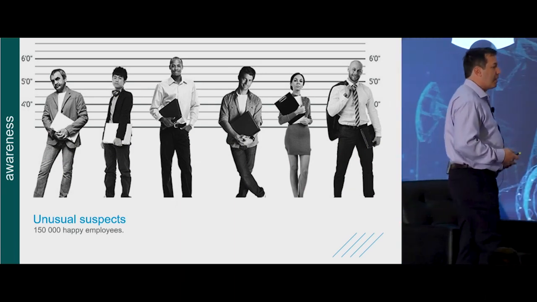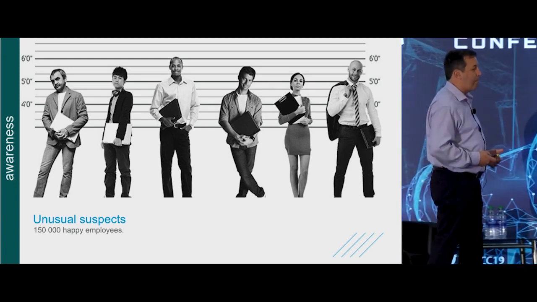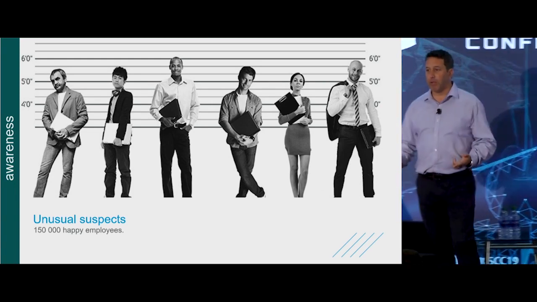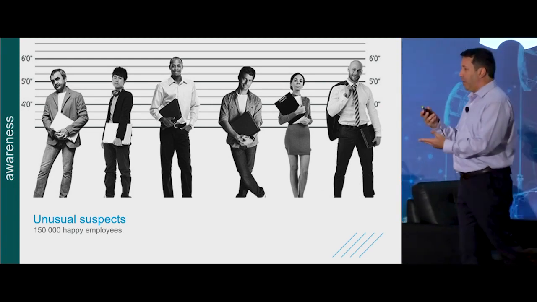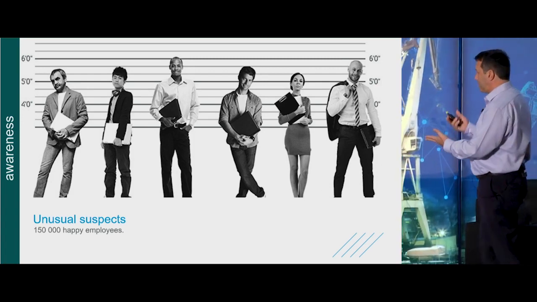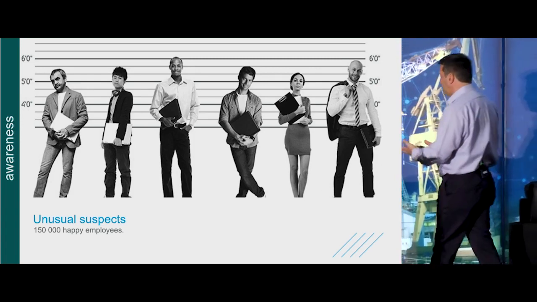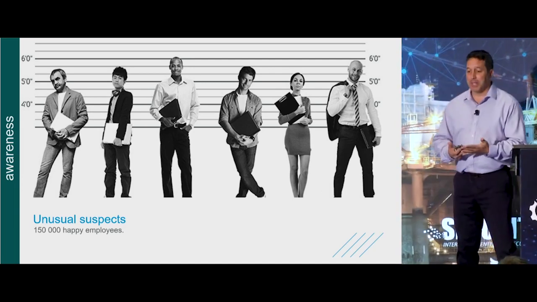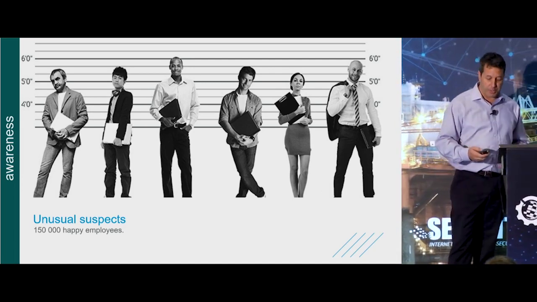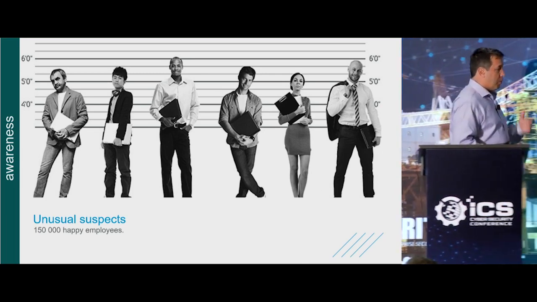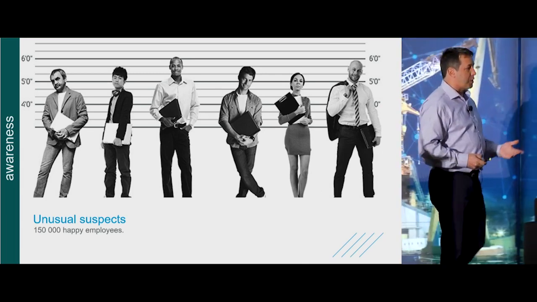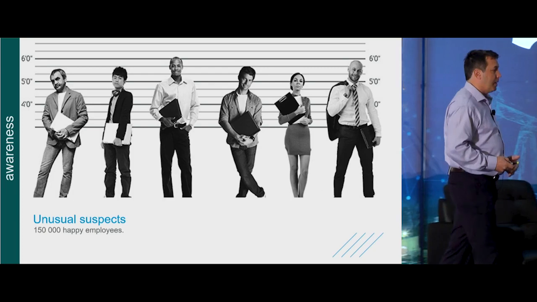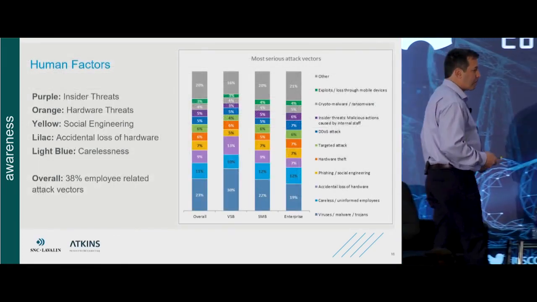But really, we shouldn't be suspecting people with black hoodies. What we should be suspecting is those 150,000 happy employees. All of these employees are very well paid. They don't have any problems in their lives. They don't have to put their kids in private schools. And none of their kids need to have dental work done. So that's our unusual suspects in this session.